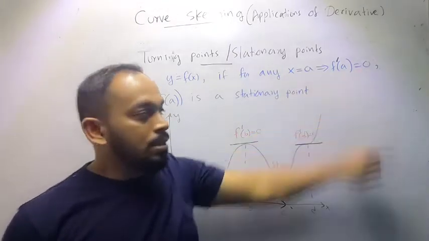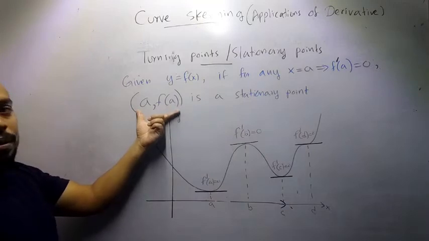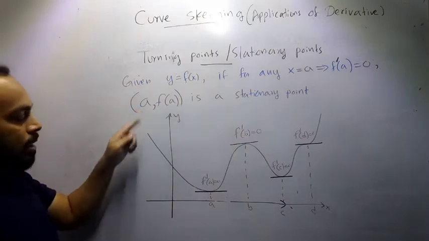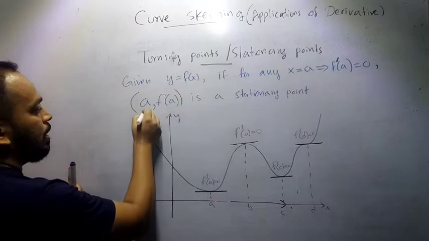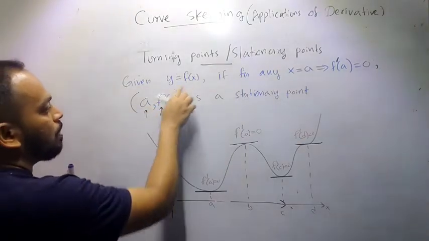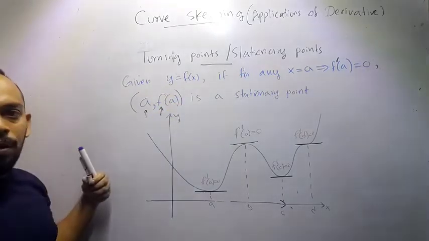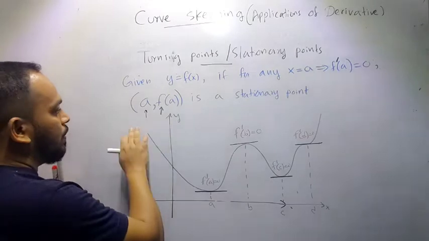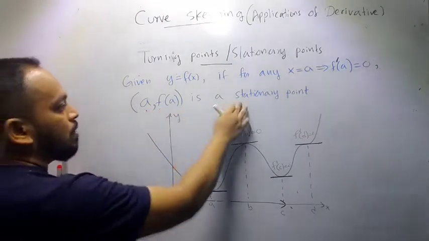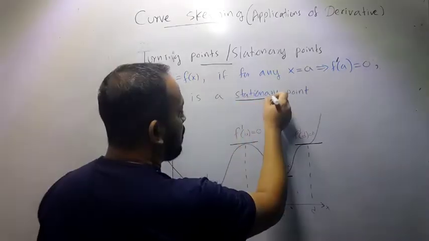then what is this point? Here, this is the x coordinate, and this would be the y coordinate. How do you determine the y coordinate? Just put a there, so this is f of a. This is how you figure out these coordinates. We'll get to that. This is called a stationary point or a turning point.